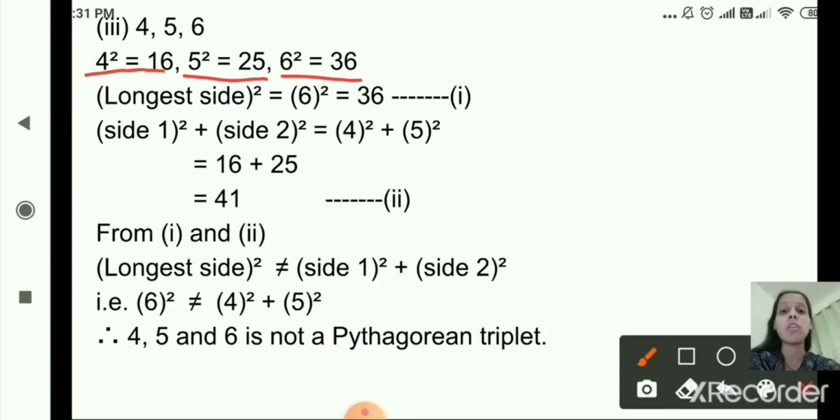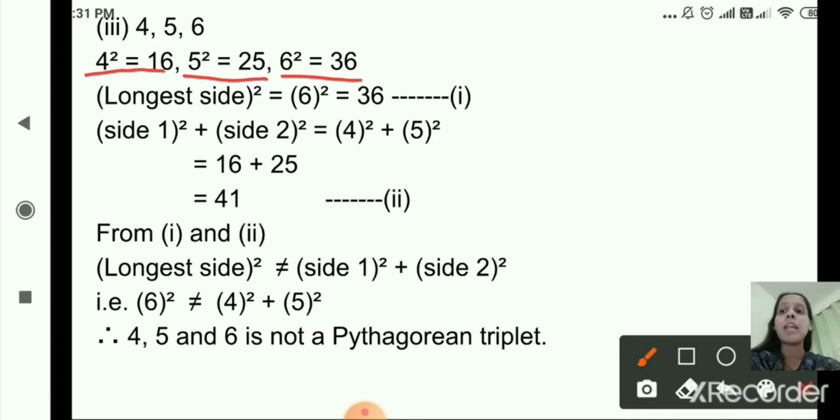And how do you have to find out squares? Suppose 2 square, how will you find it? 2 multiplied by 2. Then 3 square, 3 multiplied by 3. Okay, like this you will write down all the squares from 1 to 30 and you will learn those squares.